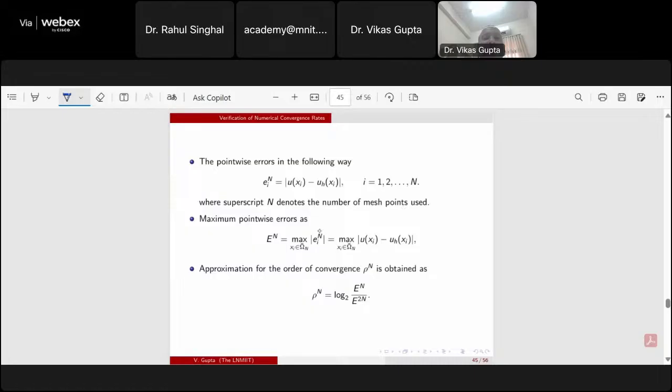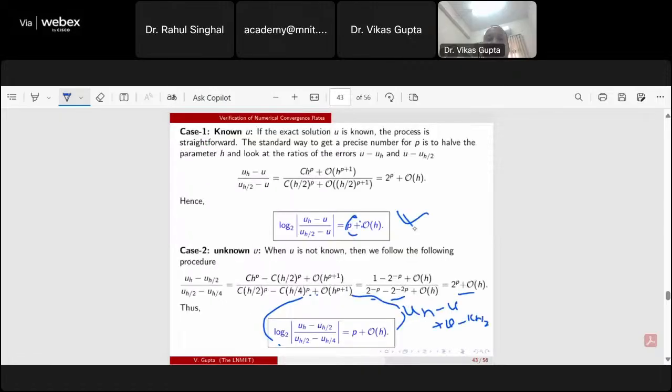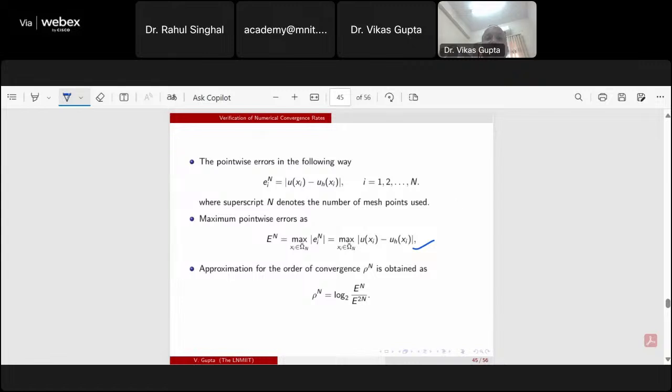Maximum pointwise error we find out by using this formula over the whole domain, and then the order of convergence we find out by using this formula, that is logarithm of E_n upon E_2n. If the number of mesh points is 2n, it means that mesh width will be h by 2. If mesh width is h, number of mesh points is n. If we double the mesh points on a uniform mesh, the mesh width will be h by 2. So that formula will take that form: log of E_n upon E_2n.